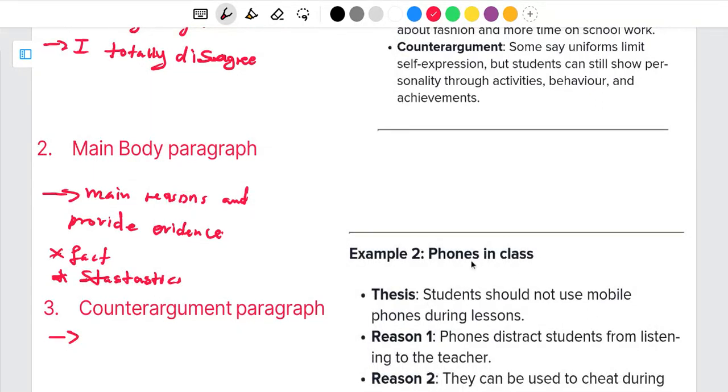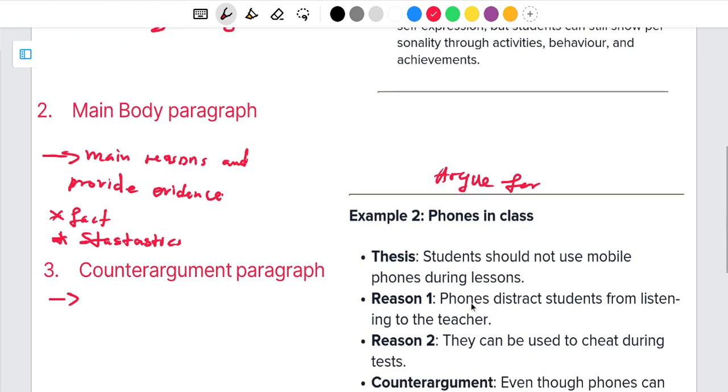Another one, we have the use of phones in school. Should the use of phones in schools or in class be abolished? Me, I'm going to agree. You are a grade 12, argue for. We are going to argue for. So for grade 12s or grade 10s, you're not supposed to use your phones in class. So these are the reasons.